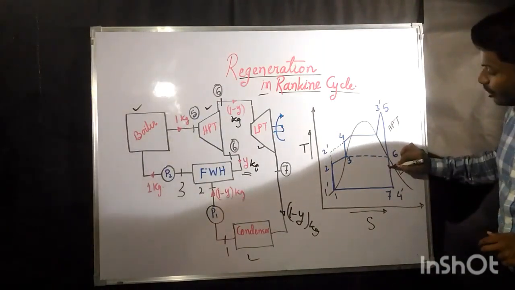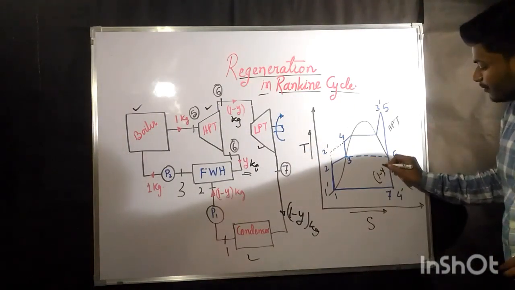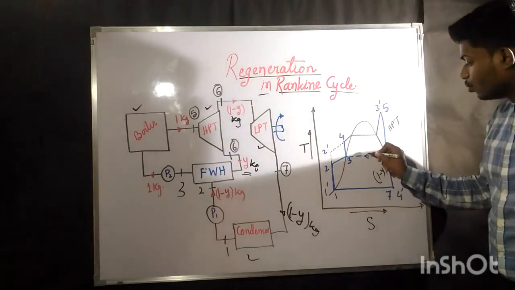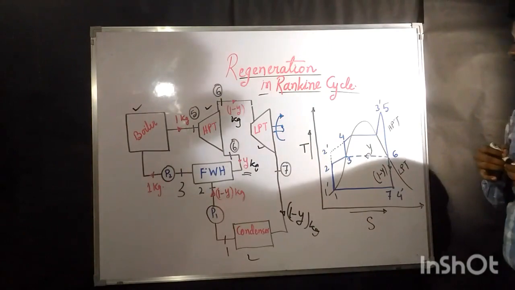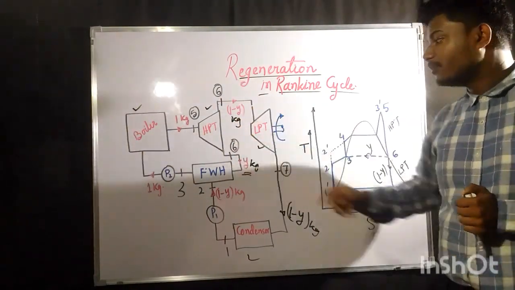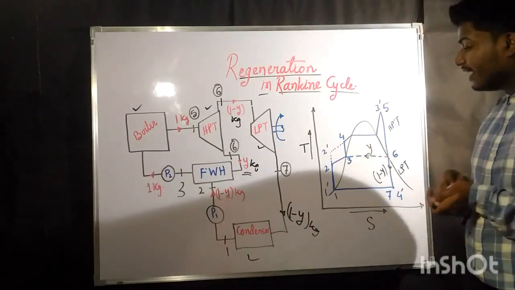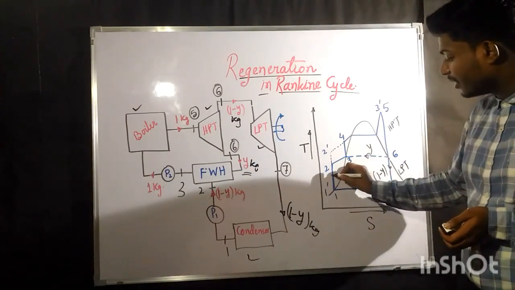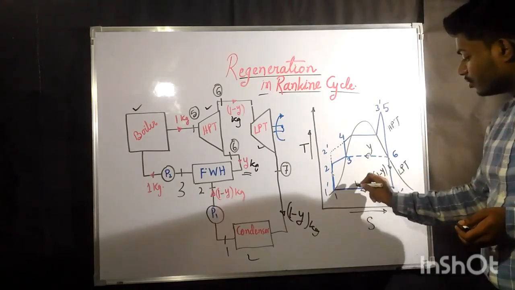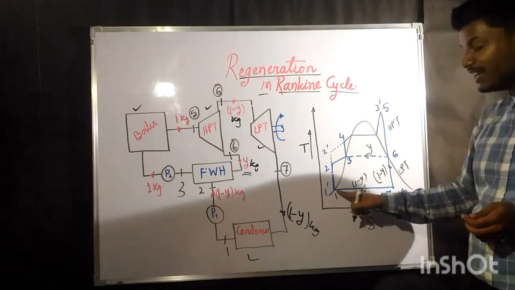So in the low pressure turbine, what is the amount of steam that is coming? It is nothing but 1 minus y kg. 1 minus y kg of steam is coming through the low pressure turbine, and the y kg part is parting its path away from the high pressure turbine. It is not going to the turbine actually, it is helping the steam that is coming out from here. After passing through the low pressure turbine, the 1 minus y kg is going to pass through the condenser.